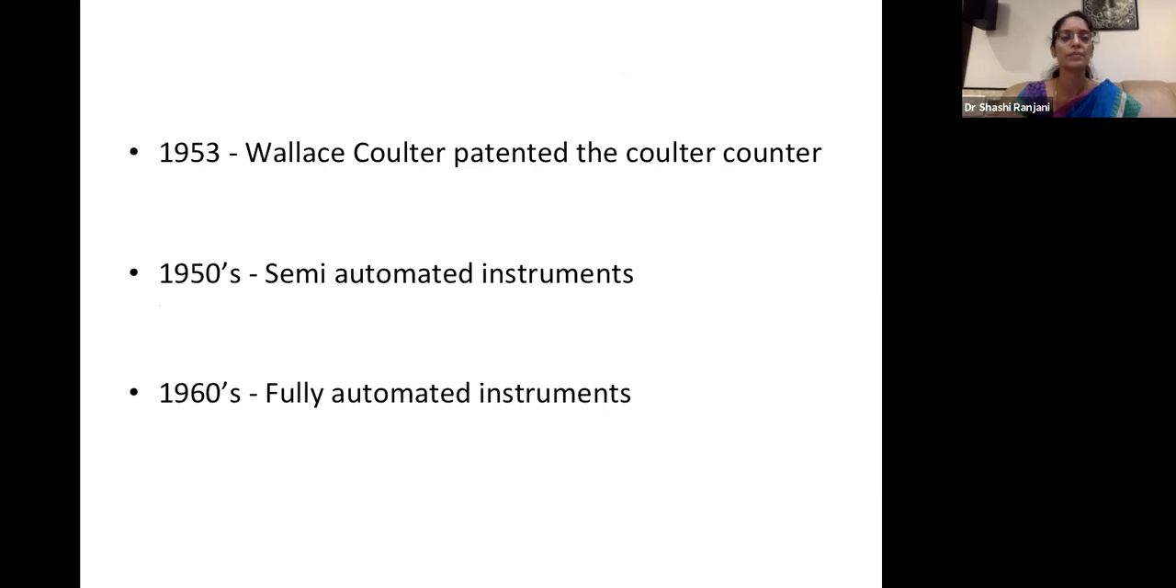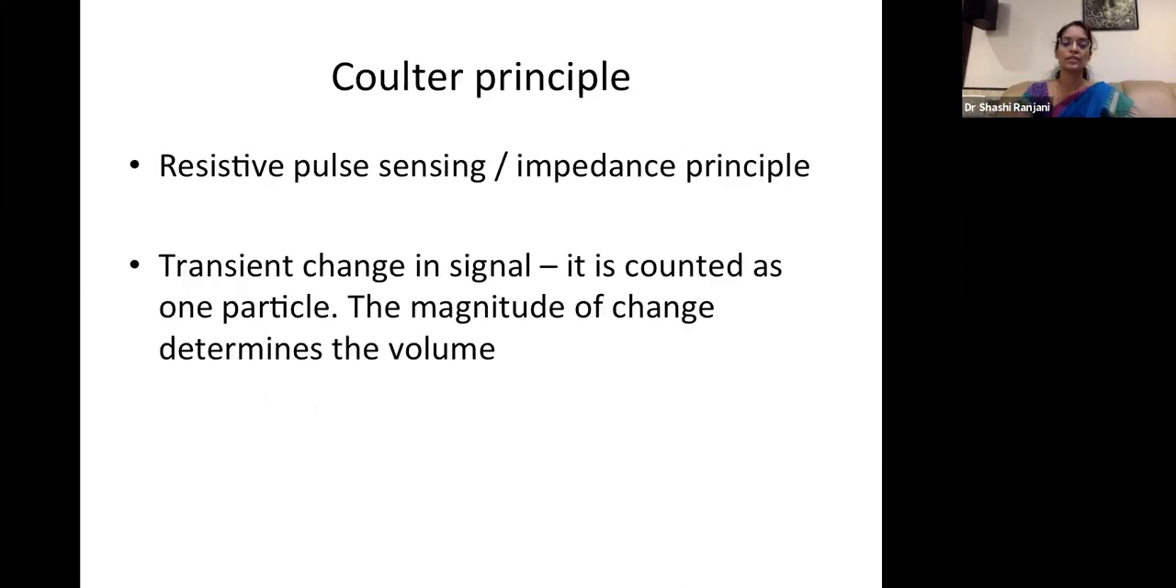So this is a little brief history. The Coulter principle was actually discovered way back, but it was patented only in the 1950s. And since then, there have been many modifications to it. And now we have the fully automated instruments. So this is the Coulter principle.